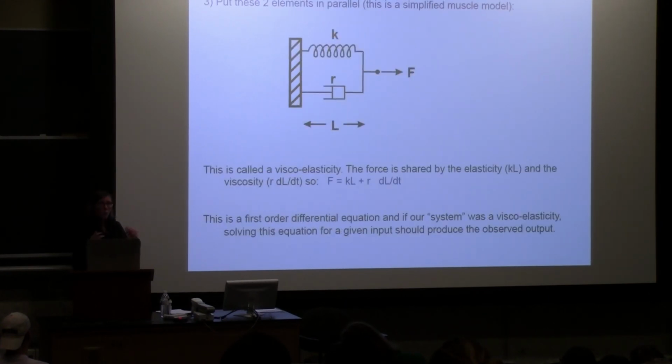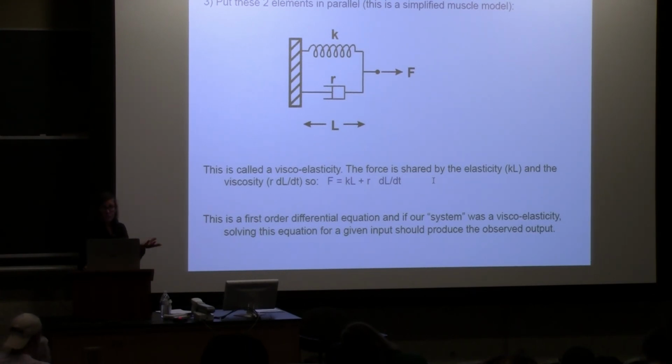Okay. So what you can do is then take those two elements and put them together in parallel, which is basically a simplified muscle model. It's called a viscoelasticity, and here you have the force that you're applying shared by both the elasticity and the viscosity. And you end up with a relationship with force being the sum of K times L, your spring constant times the length, plus a more dynamic term, which will be your viscosity times the velocity of your system. So this is effectively, you can see right away, a first order differential equation.